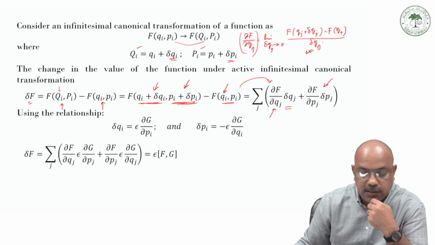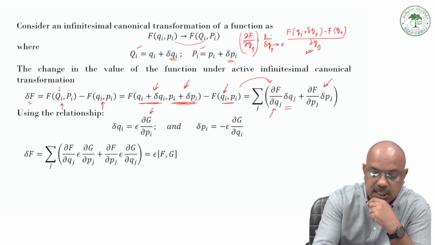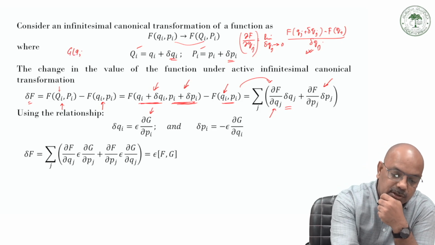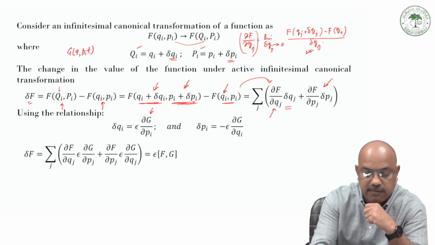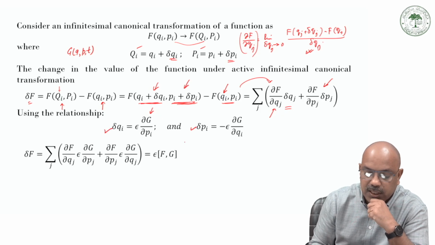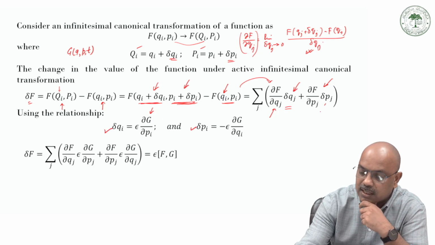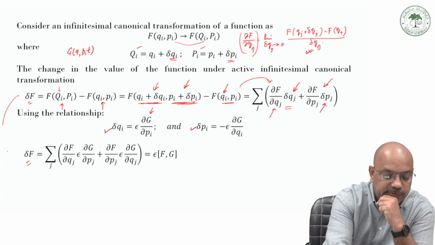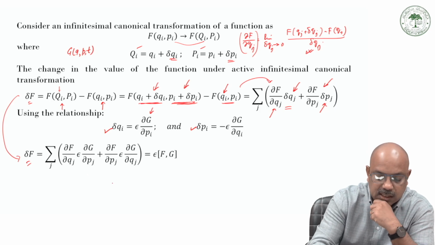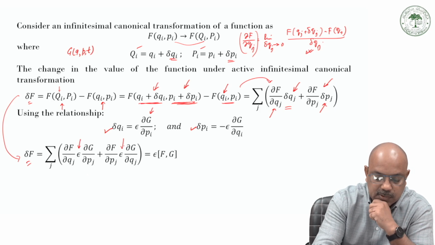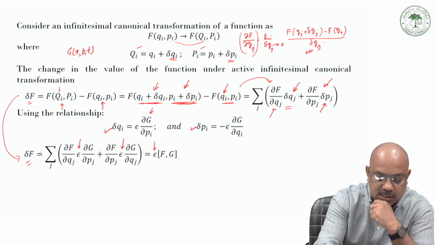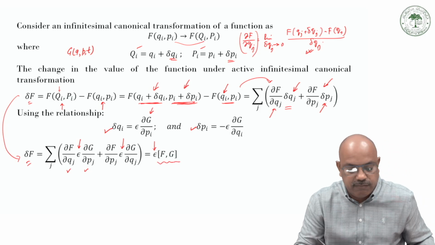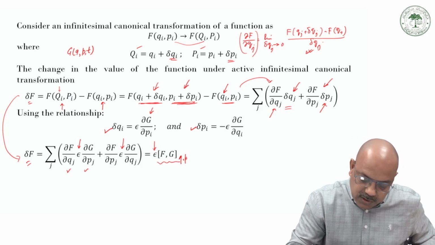And now we know the relation from a canonical transformation, because G is the generating function of the canonical transformation and depends upon Q, P, and T, and the corresponding derivatives are delta Qi and delta Pi. So we can write delta Qi and delta Pi in place here. What I'm going to get is the change in the function value. Epsilon is some constant, so I can take it outside. This is the first function with respect to Q, second function. So this is basically the Poisson bracket of this with the base QP.